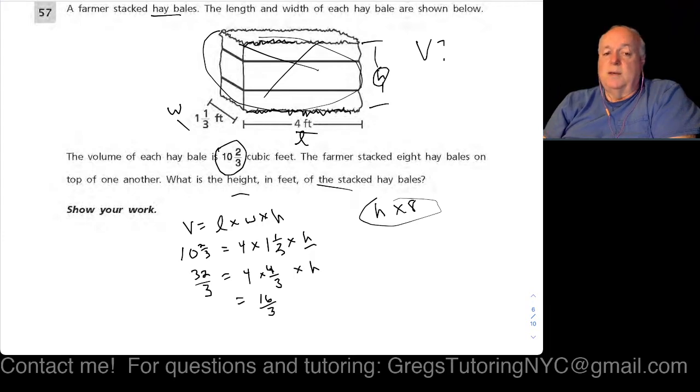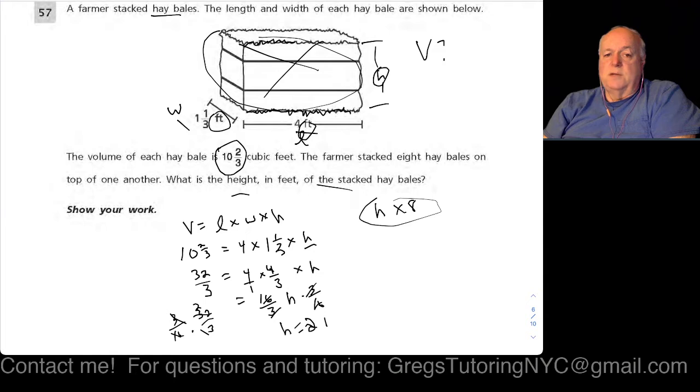4 is the same as itself over 1. So we get 4 over 1 times 4 over 3. We get 16 thirds times h. We divide both sides by 16 thirds, or its reciprocal, so that cancels out. What we do to one side, we do to the other. So this was 32 thirds, also times 3/16. The 3's cancel out. The 16 goes into 32 twice. So we get h is equal to 2. 2 what? We didn't double check before. This was in feet, so this must also be in feet, 2 feet.